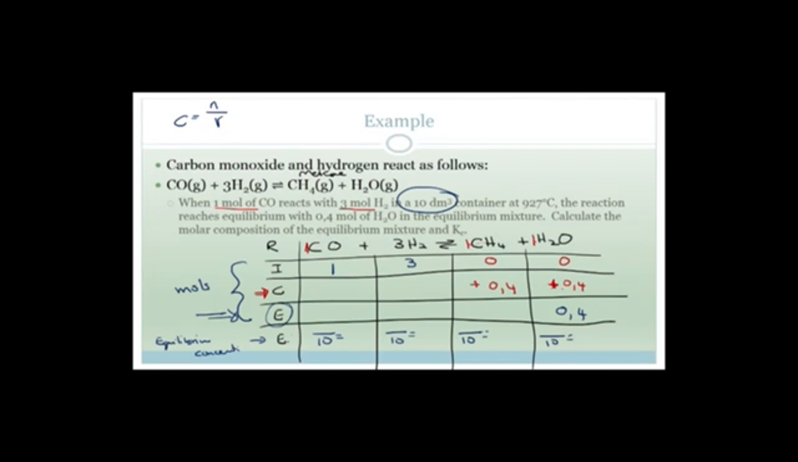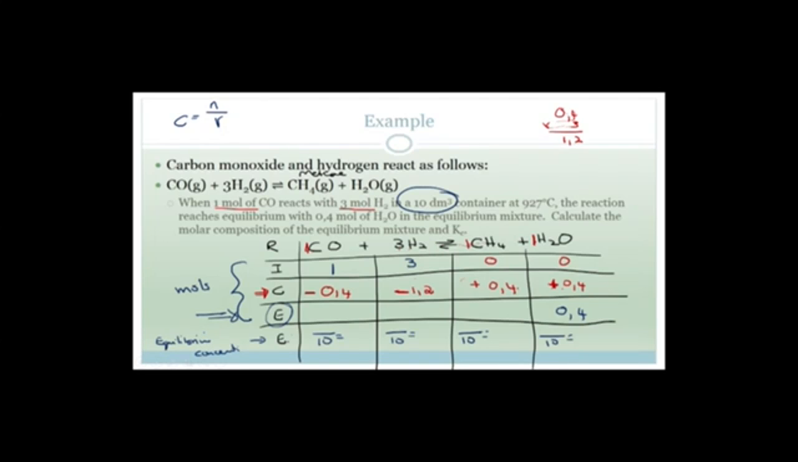Sorry, if the ratio is 1 to 1, if I made 1 mole of methane, I must have used up 1 mole of carbon monoxide. But I didn't make 1, I made 0.4. So if I made 0.4, I must have used up 0.4. I used it up, so it's a minus. Now the only other one, the tricky one, is this ratio here of 3. So that's a ratio of 1 to 3, so I need to multiply this by 3. So 0.4 multiplied by 3 is going to be 1.2, which means I've used up 1.2 moles of my hydrogen gas.